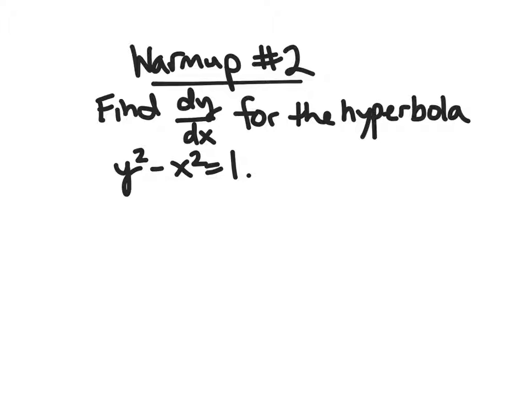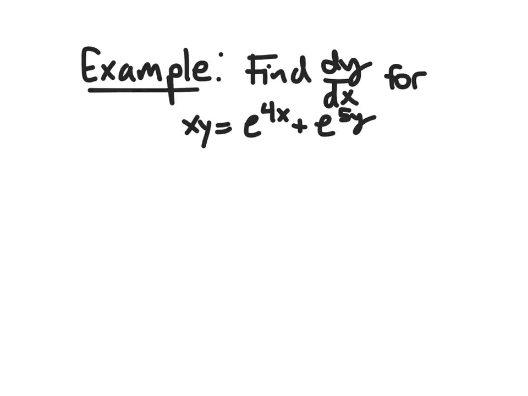So now I'm just going to do one more example if you want to keep watching where it's a little bit more complicated, okay? All right, so now let's do a little more challenging example. So we want to find dy/dx for the function xy equals e to the 4x plus e to the 5y. So let's just work left to right. So we're going to take the derivative with respect to x of everything. All right, so start by doing that.